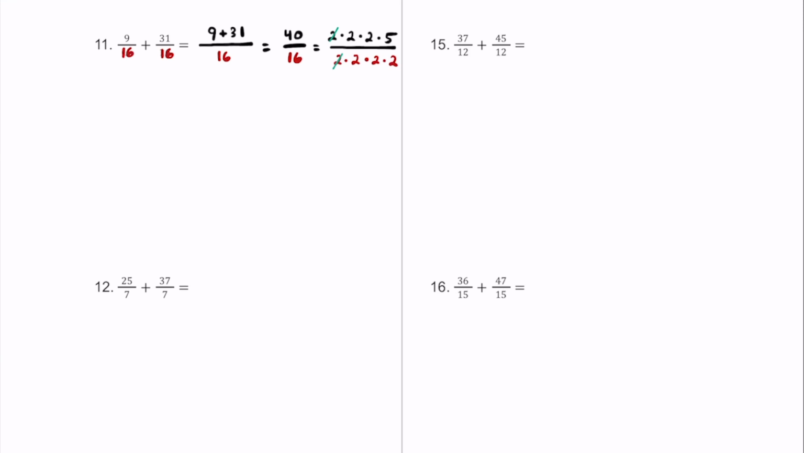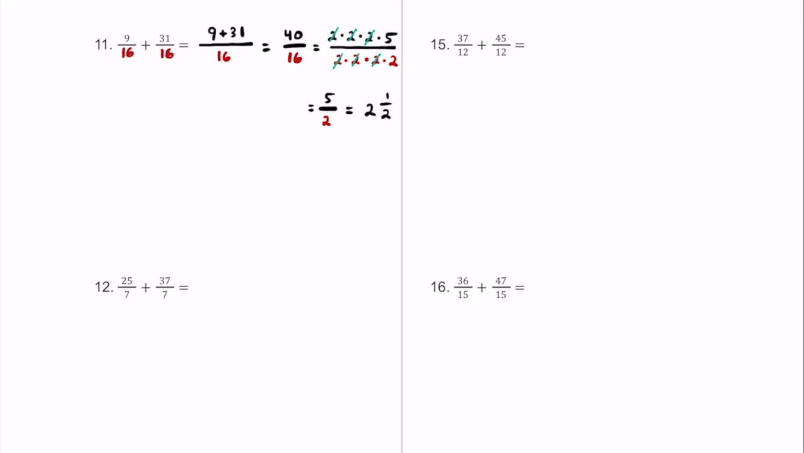They both have a 2 in common. They both have another 2 in common and another 2 in common. So I think all that we have left here is going to be a 5 on top and a 2 on bottom. So 5 halves would be our most simplified improper version. But as a mixed number, we can also write this as 2 and a half. That's the same thing as 5 halves in a different form.